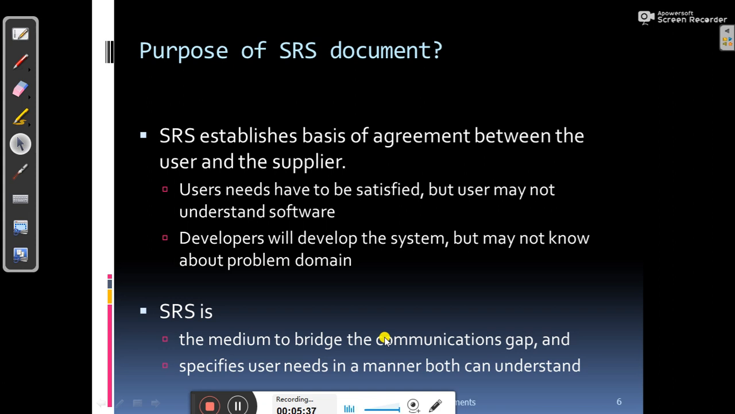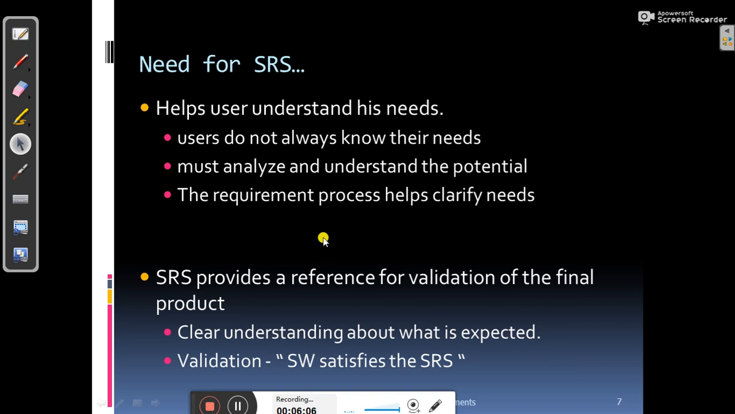A developer, like a coder or tester, will develop or test the system but may not know the main problem domain. That is why, as a software analyst, system analyst or designer, you need to provide all these things. So SRS is the medium to bridge the communication gap and specify user needs in a manner both can understand. That is what it is about SRS.